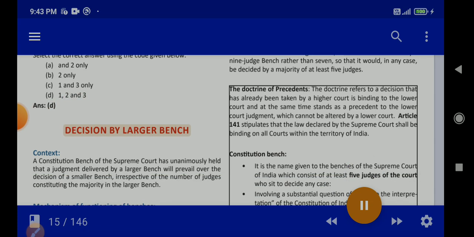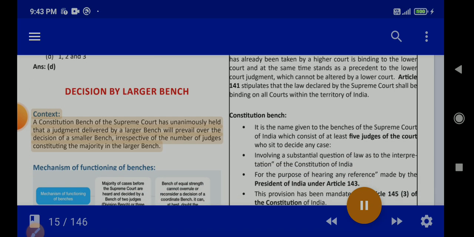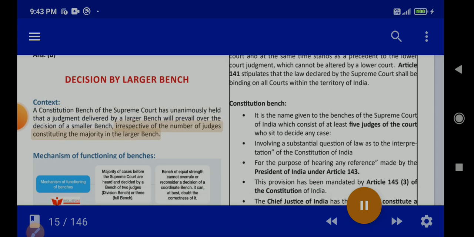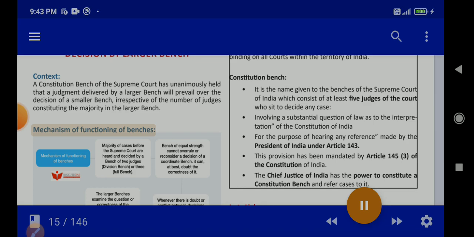Decision by larger bench. Context: A constitution bench of the Supreme Court has unanimously held that a judgment delivered by a larger bench will prevail over the decision of a smaller bench, irrespective of the number of judges constituting the majority in the larger bench. Mechanism of functioning of benches.